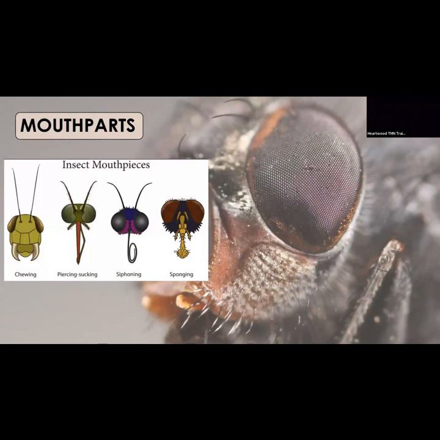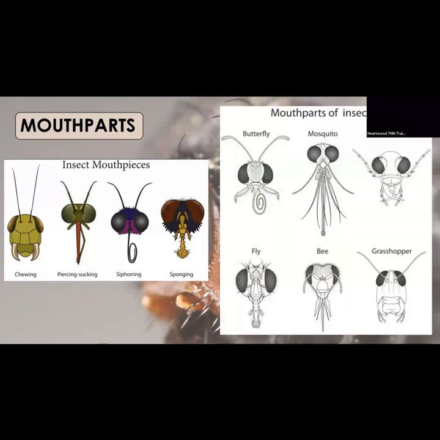So most of the terms that we'll often use, they have chewing mouth parts, they have piercing, sucking mouth parts, like true bugs or mosquitoes, siphoning mouth parts like butterflies and bees, or sponging mouth parts like most flies.